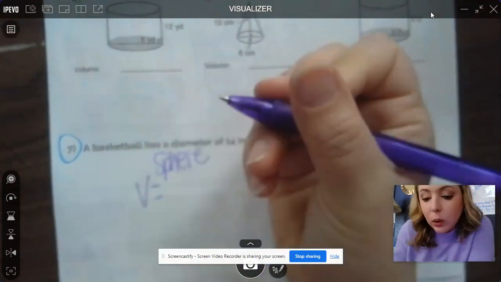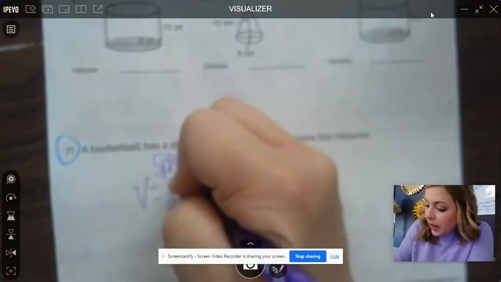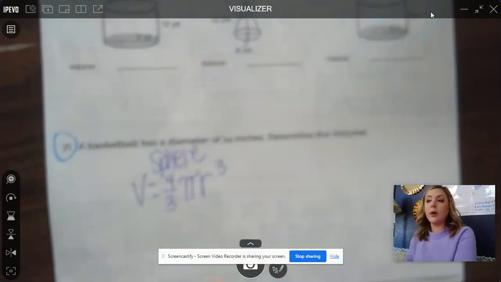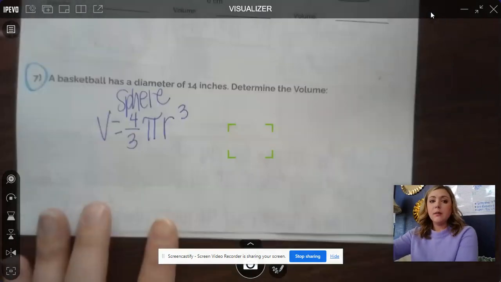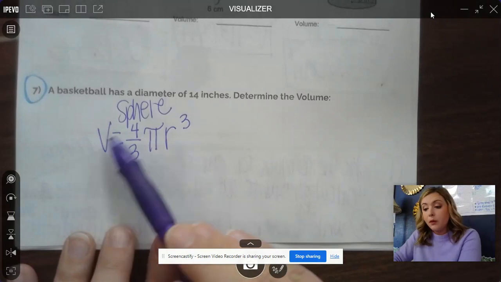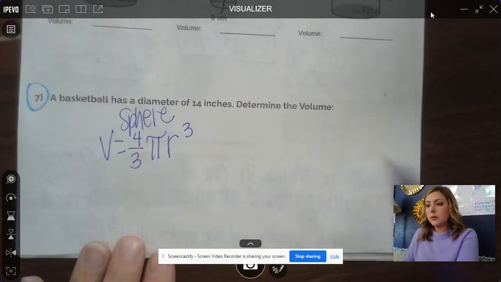So volume would equal 4 divided by 3 times pi radius. And be careful with this part. This is the only one where radius is cubed. Sorry about that. So sphere, we wrote our formula. Volume equals 4/3 times pi times radius cubed.